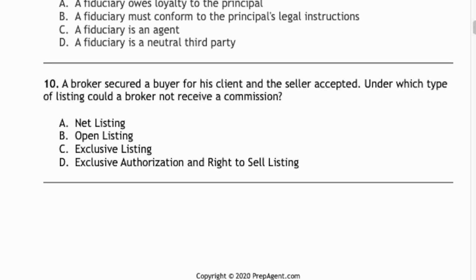A net listing is an employment contract in which the broker's commission equals all of the excess money above the minimum sales price set by the seller. If a broker secured an offer for the exact minimum sales price on a net listing, they might not receive a commission. So you make a deal with your client, and the client says, I want $225,000. Anything that you sell over $225,000 is your commission. So you get a $235,000 sale, then you get $10,000. That's a risk you can take. But if you don't get above 225, then you don't get any because there's no money left over.